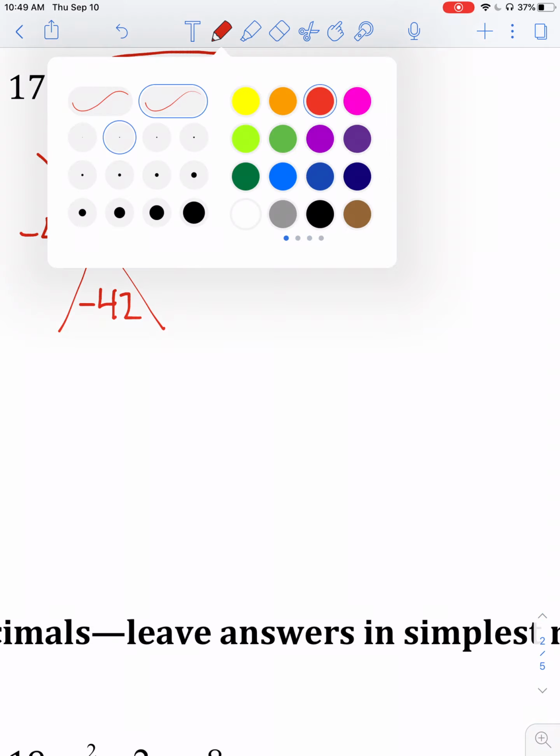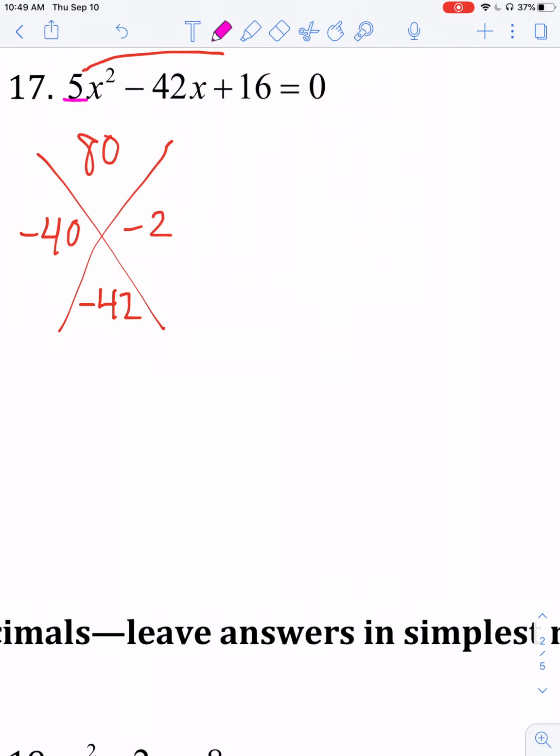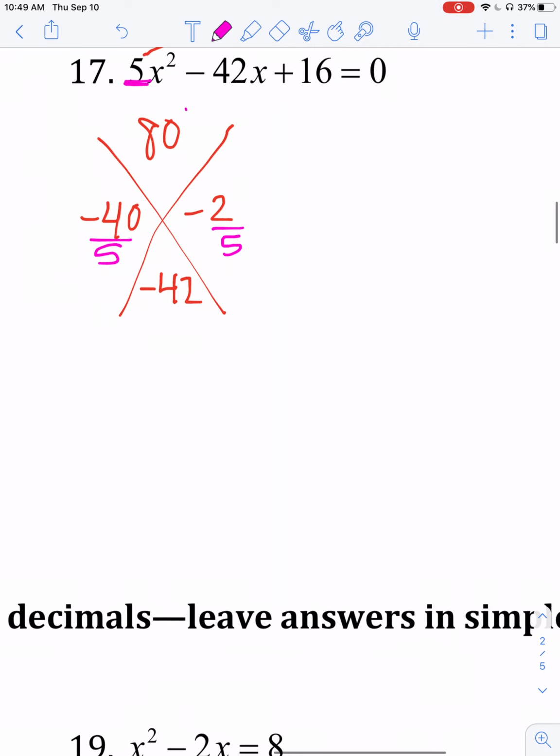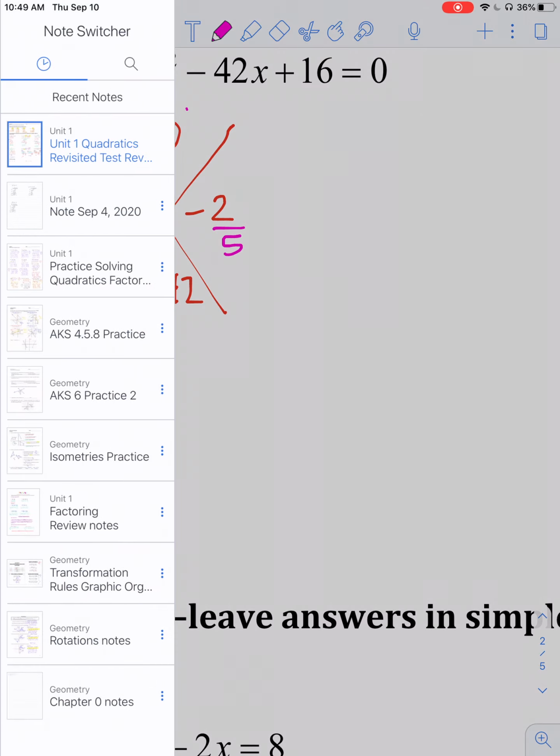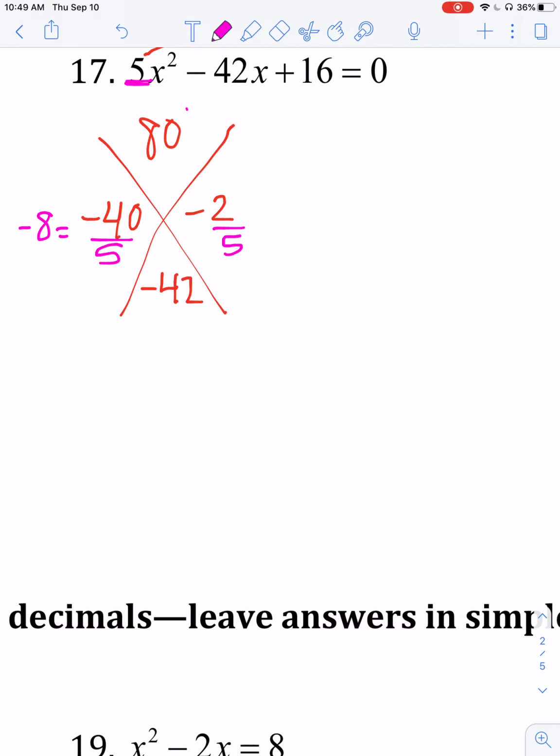Now, here's the second part that's different because we had this 5 out front. So we multiplied by 5 up top. Now we need to divide by 5 on the sides before we put them into our factors. And when you divide by 5, you also want to check to see if you can simplify the fraction. So does it divide evenly or does it simplify? Negative 40 divided by 5, I can reduce down to a negative 8. And then negative 2 divided by 5, that does not simplify at all. So we leave that one as is, and I can start putting these into our factors.